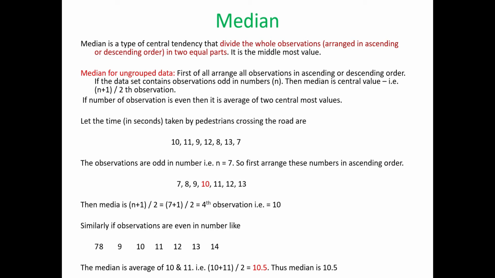Similarly, if observations are in even number, like 7, 8, 9, 10, 11, 12, 13, 14, then the median is the average of the two middle values, that is 10 plus 11, divided by 2, that is 10.5.